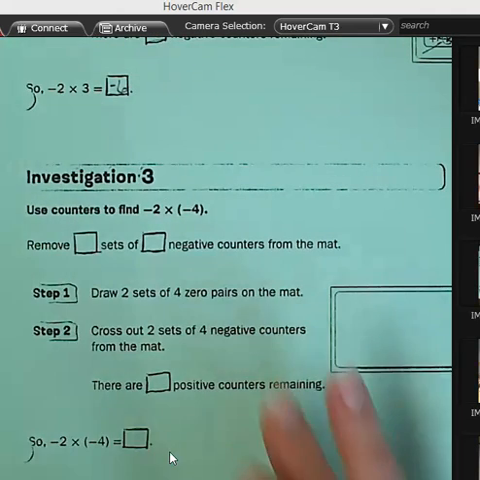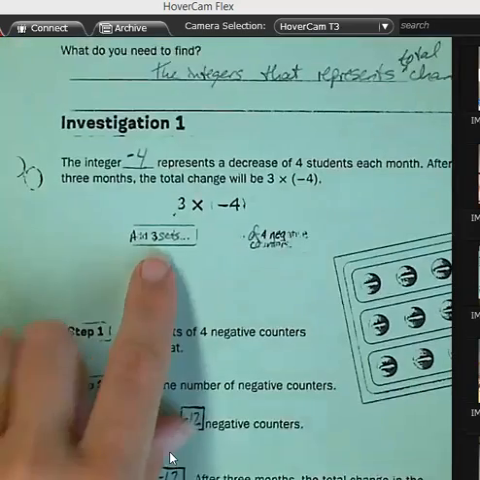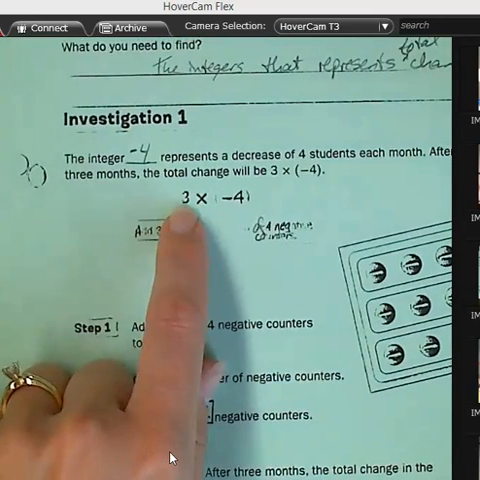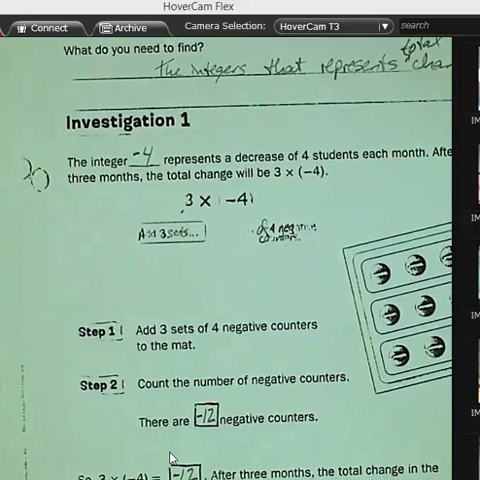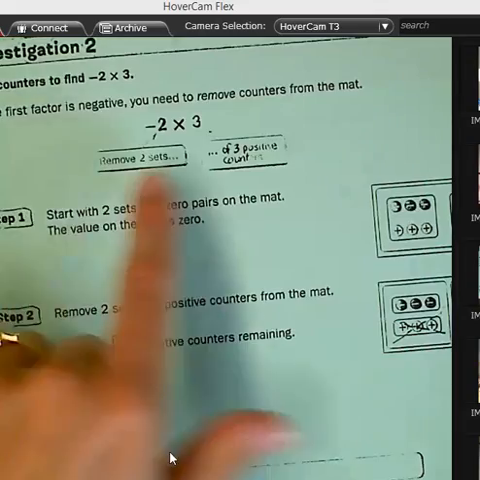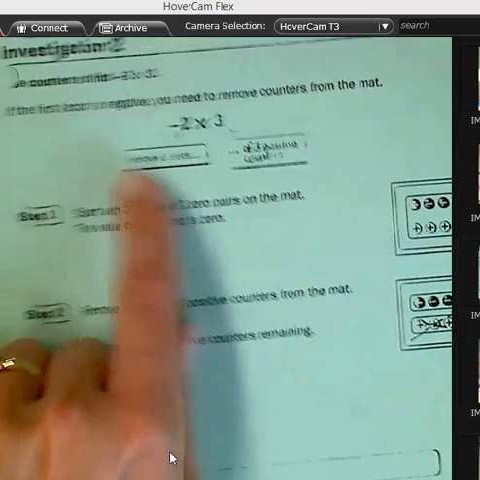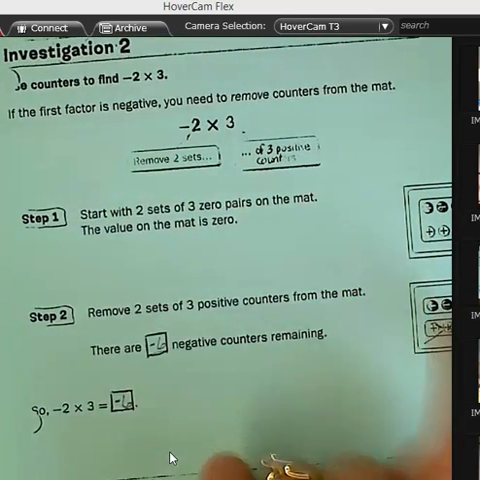We have one more type of problem because we did positive times positive in 3rd grade. We always had positive numbers. We didn't have to do that one. Then we added sets of negative counters and just ended up with negative counters, because every time you put negative on there, you get a negative answer, right? This negative in front means you're taking away, removing sets of positives, so what's left over are always the negatives.